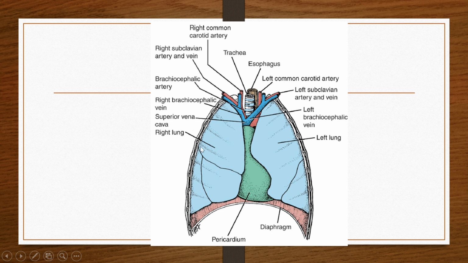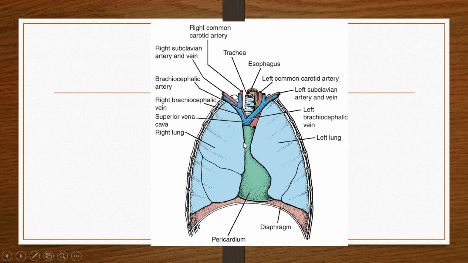See here, the right lung is divided by two fissures. This is the oblique fissure and this one is the horizontal fissure, into three lobes: the upper lobe, middle lobe and the lower lobe. And the left lung is divided only by one fissure, which is the oblique fissure, into the upper or the superior lobe and the lower or the inferior lobe. There is no horizontal fissure.